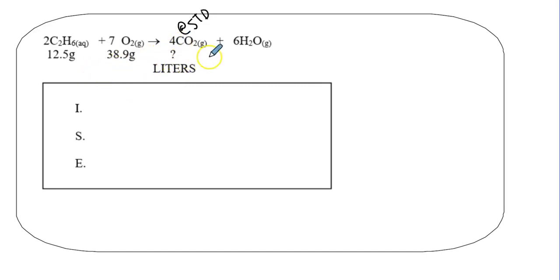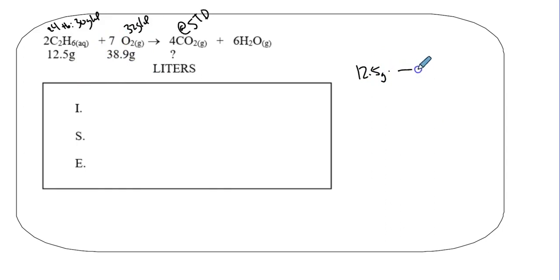First things first, as everything, convert to moles. Get our molar masses. This is going to be 12 times 2 plus 6, that's 30 grams per mole. This guy is 32 grams per mole. And I got more of this one, but I got a faster rate used. Let's get this guy to moles so I can see what I got here.